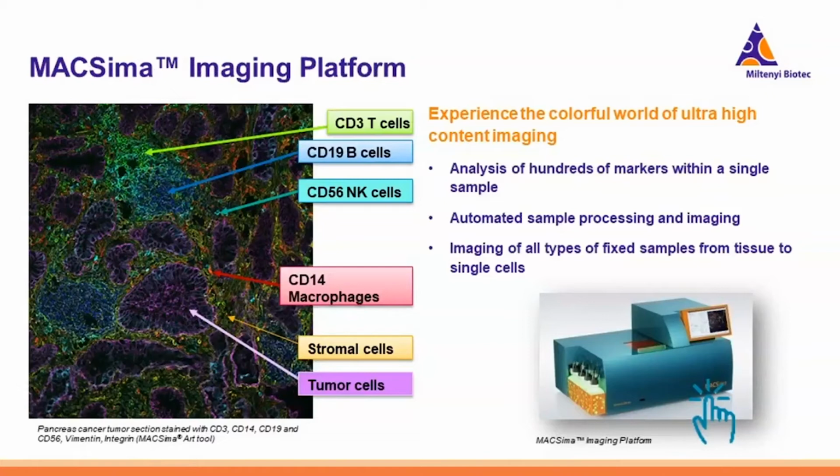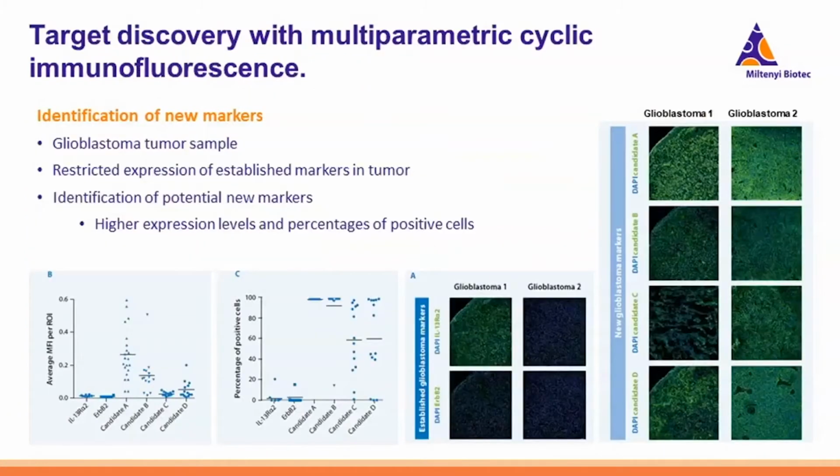And here on the left-hand side, you see a nice picture of how it looks. You can see your tumor cells and which cells are surrounding the tumor. Where are the B cells located? Where are the NK cells? Where are the T cells? So it's really interesting. And with this, you can also find new targets, because you really see on your tumor sample where the tumor antigens are.